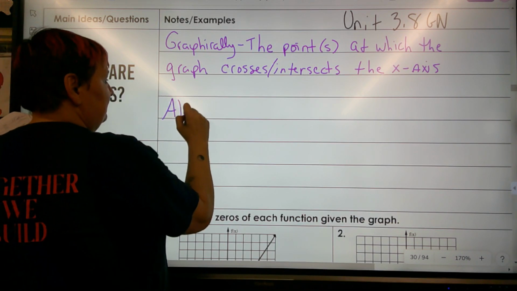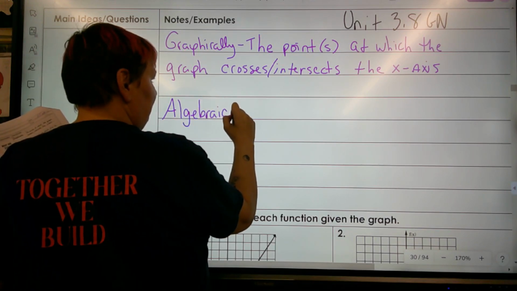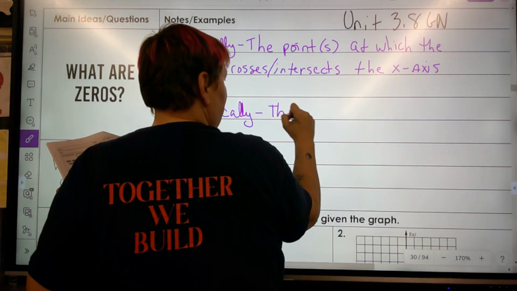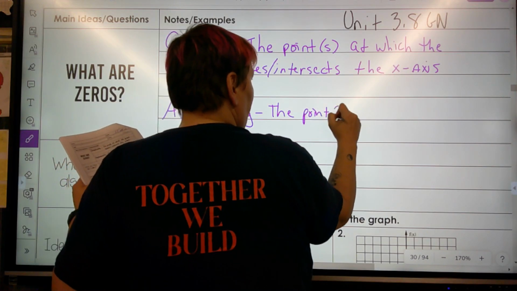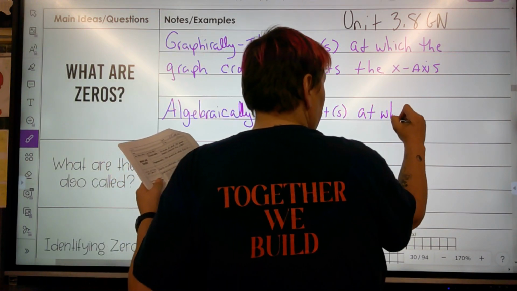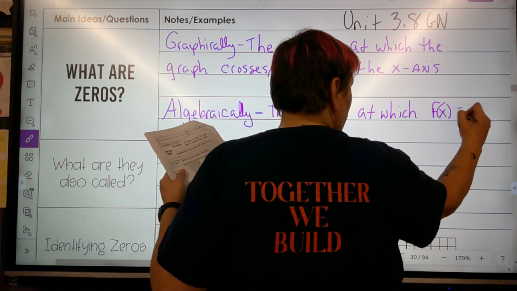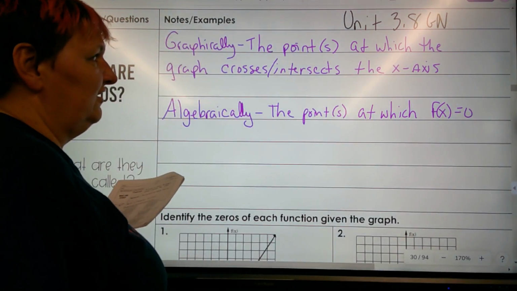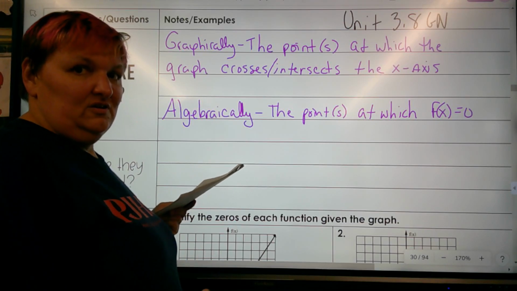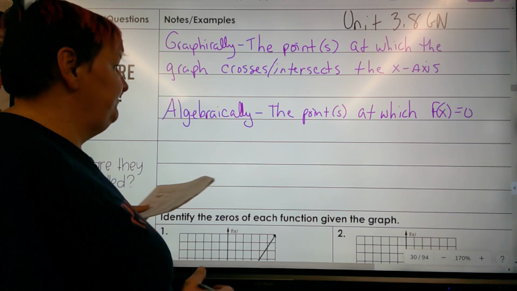Algebraically, it's the point or points at which f of x is 0. So, what happens when y is 0? Where does it cross the x-axis? Right? Those are your zeros.